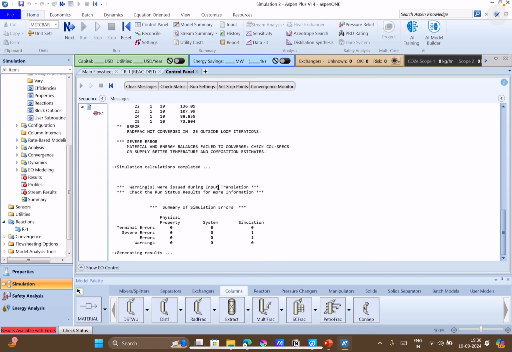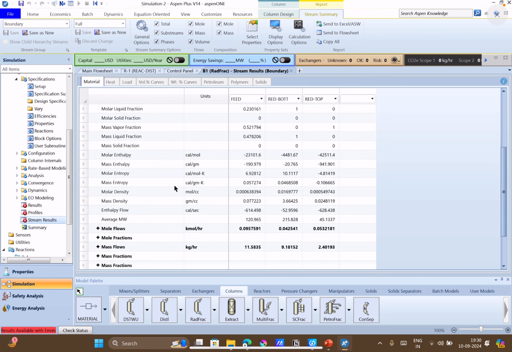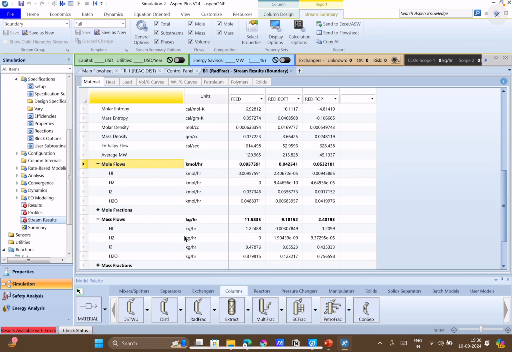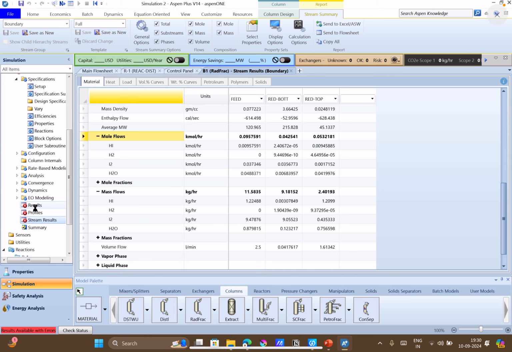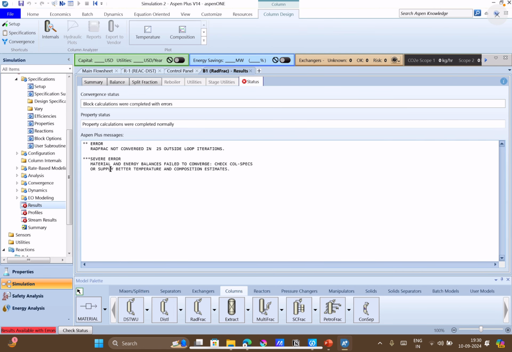Warning, there is some error here. Let's just see what exactly this issue is. There has some conversion happened, but then why is it showing an error? Status: material and energy balance failed to converge. Check column specification or supply better temperature and composition estimate.